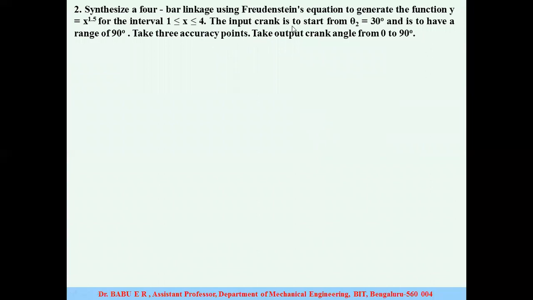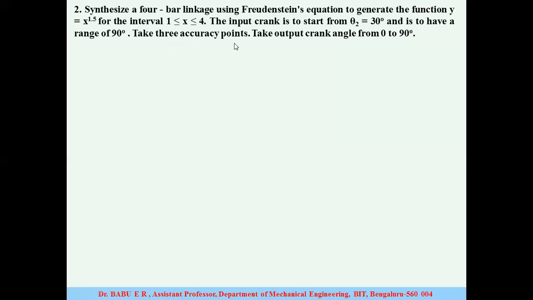The input crank angle is to start from theta 2 equals 30 degrees and is to have a range of 90 degrees. So the input crank will start from 30 degrees, and the range is the difference between the final and initial angle, so the range is given as 90 degrees. Take 3 accuracy points. Also take the output crank angle from 0 to 90 degrees. So the output crank angle will vary from 0 to 90 degrees. We have to synthesize the 4-bar mechanism for 3 positions, or the 3 accuracy points.